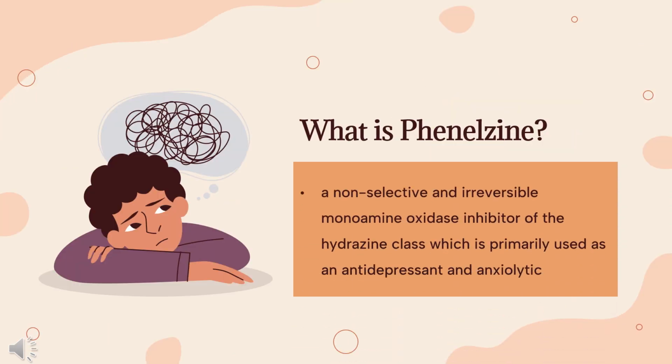What is Phenelzine? Phenelzine, sold under the brand name Nardil, among others, is a non-selective and irreversible monoamine oxidase inhibitor of the hydrazine class, which is primarily used as an antidepressant and anxiolytic. Synthesis of Phenelzine was first described by Emil Vodosek and Ottokar Lemminger in 1932.